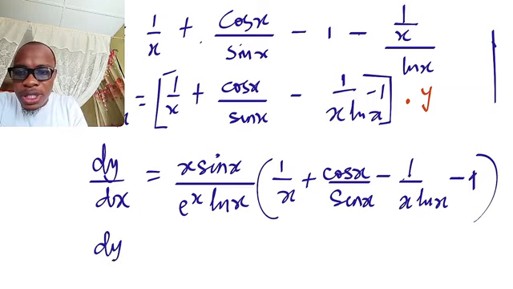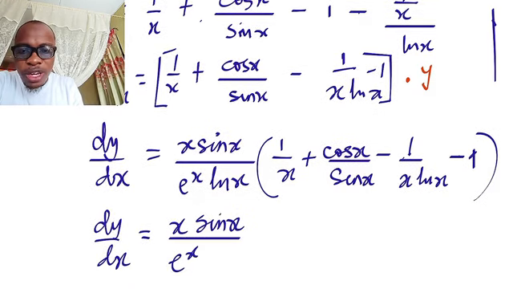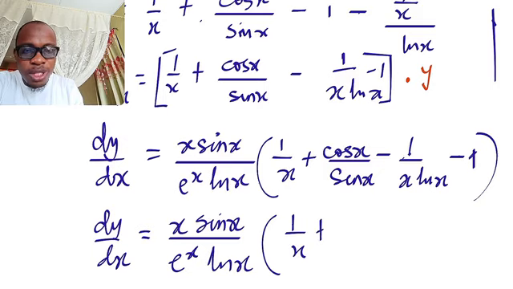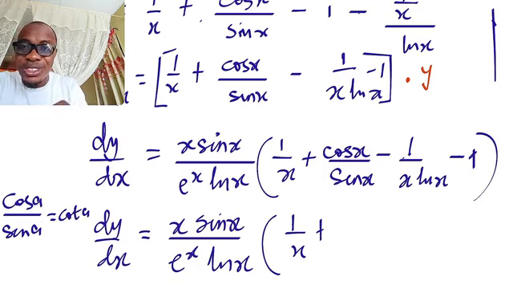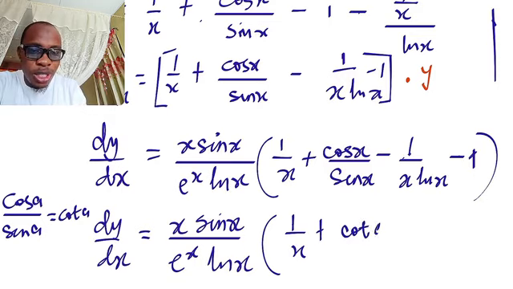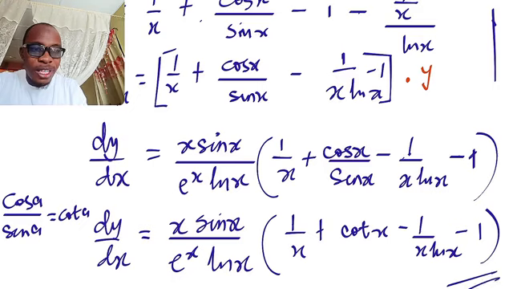So dy/dx equals x^(sin x) divided by e to the power of x ln of x, then in brackets 1 over x, plus, now this cos x over sine x, when you have cos a over sine a, this will be cot a. That is from the trig identity. Understood? So therefore this place is going to be cot x. You're going to have cot x, then minus 1 over x ln of x, then minus 1. And that is our final solution.